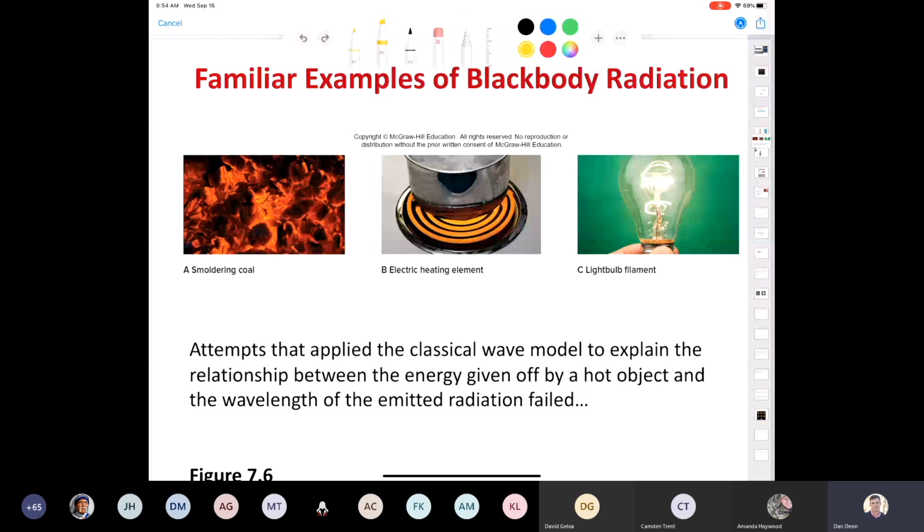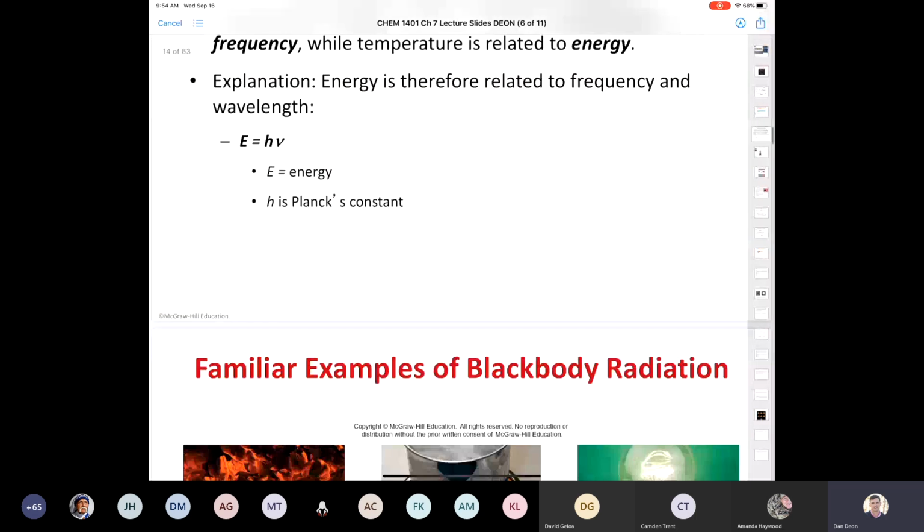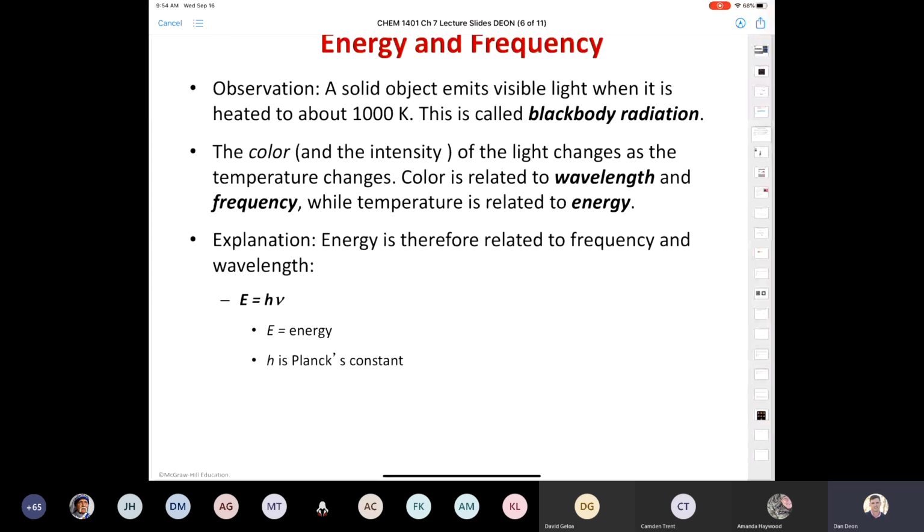And what I'm going to get at here is summarized here: people trying to explain these wavelengths of light tried to connect it with the energy given off by the hot object. And the problem is that they couldn't use classical mechanics to explain the relationship between the energy given off by the hot object and the wavelength of radiation emitted. Now let me back up here and explain this slide. It says here that a solid object emits visible light when it's heated up. So that's called blackbody radiation. I just explained what blackbody radiation is. It sounds complicated, but it's just, again, heating something up, it emits light.